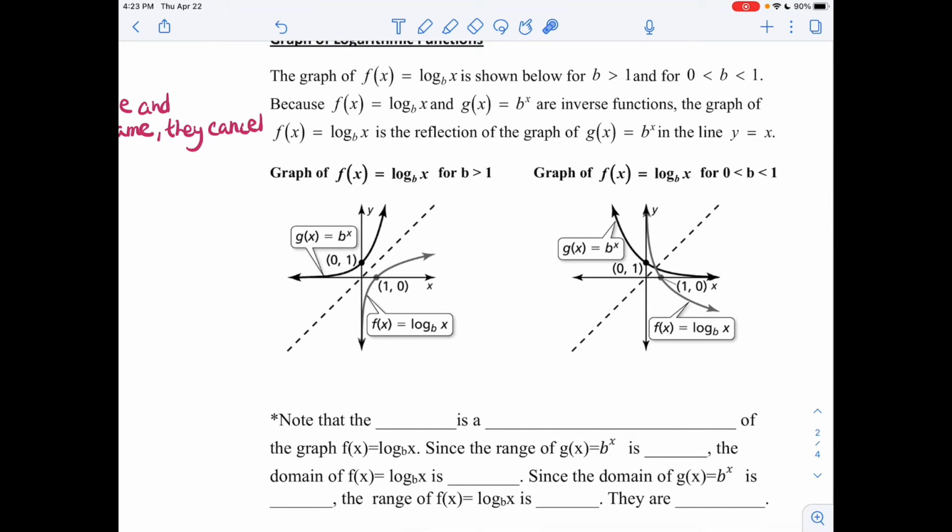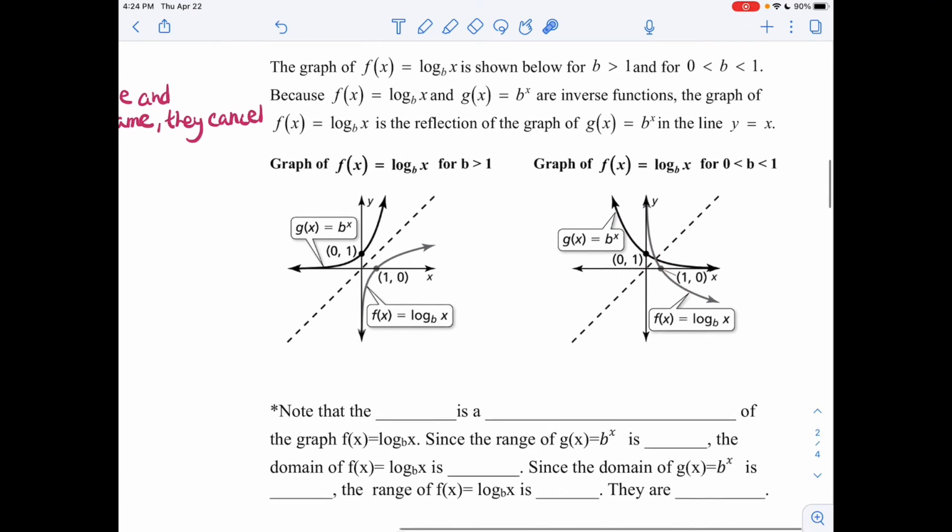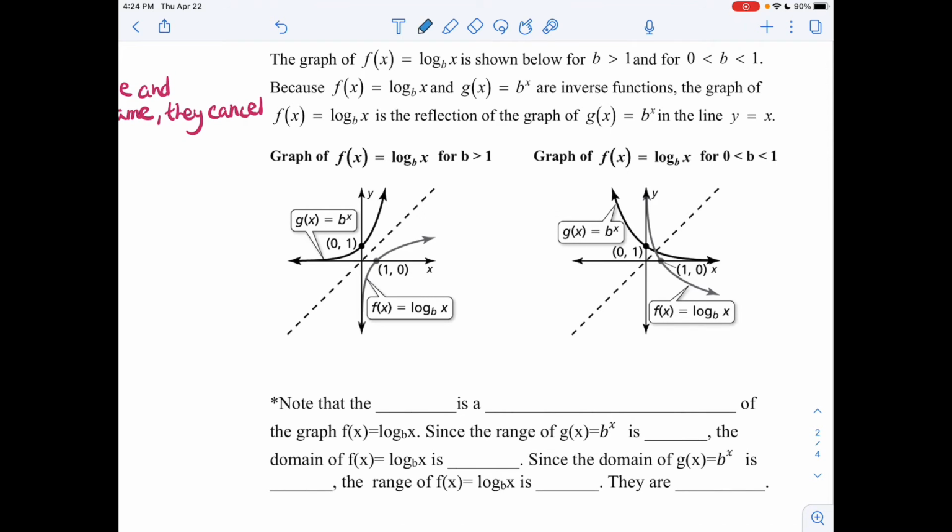You can also see the same thing on an exponential decay function and a log function where our b value is less than 1. Again, reflected over the y equals x axis, and these are mirror images of each other. So let's fill in a note here.